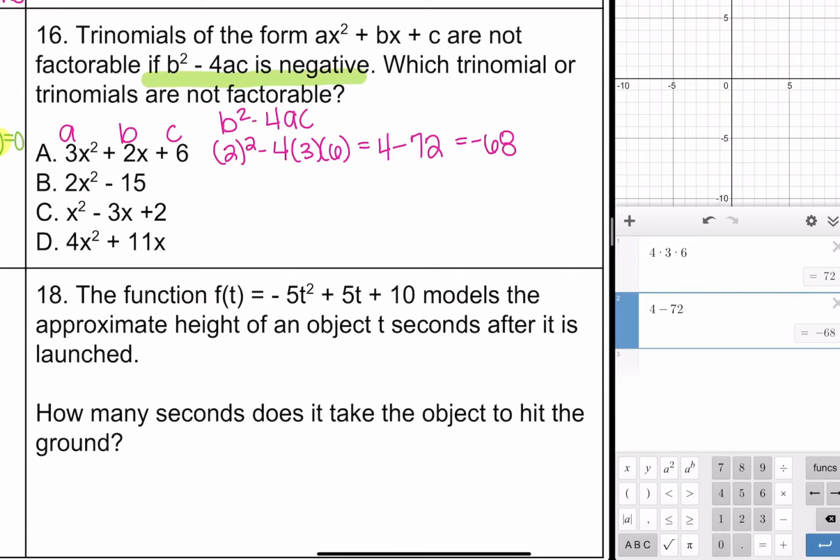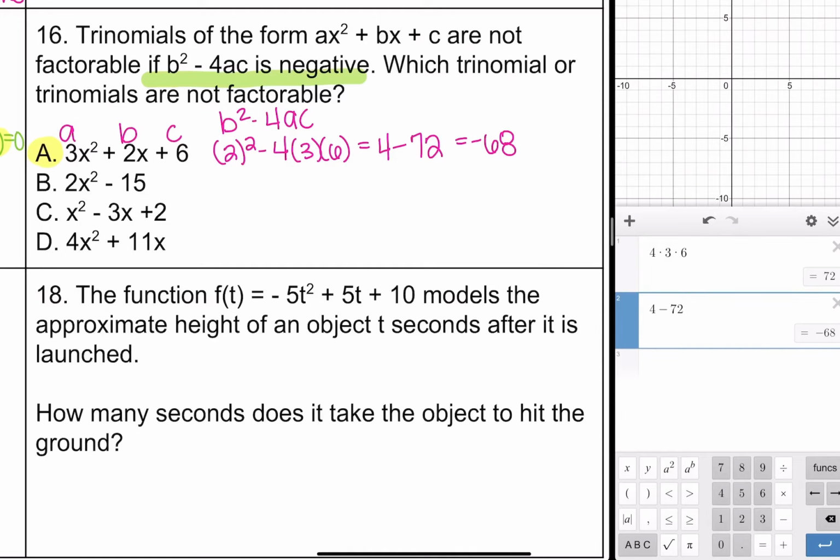So which of these are not factorable? Well, A is one of them, because we got a negative number for b squared minus 4ac. All right, let's try the second option. A is 2, B is 0 since there's nothing there.